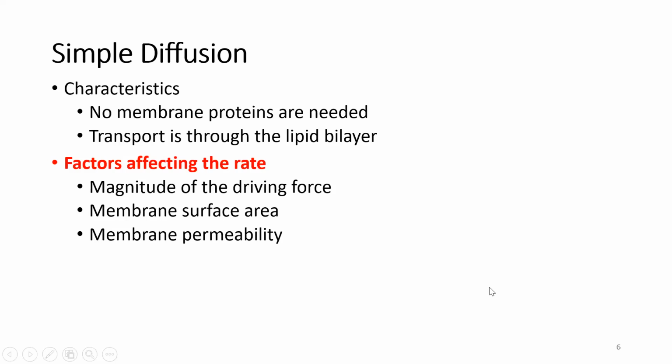Some of the factors that affect the rate of movement through the membrane, the rate of simple diffusion, are the magnitude of the driving force, so how strong the force is, the membrane surface area, how much surface area exists for transport to occur across, and then thirdly, the membrane permeability. So how likely is this particle to go through the membrane? This again depends on the type of particle, the shape of the particle, the size of the particle, and the charge and so on. So the strength of the driving force, the amount of surface area that exists for transport, and then the permeability of the membrane to the molecule in question.